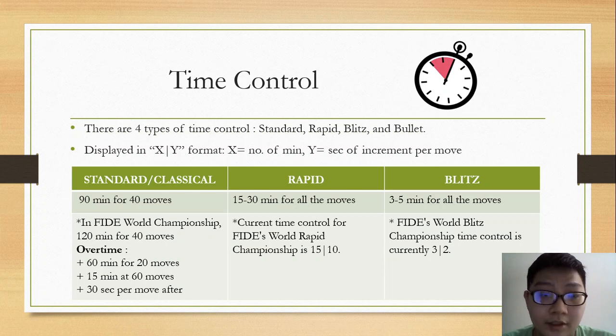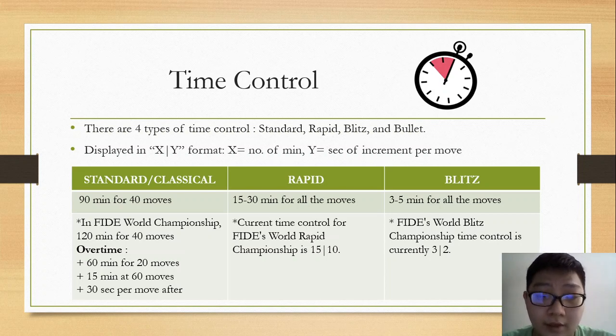First of all, we are going to shortly explain about the difference of time controls in terms of rules and regulations. So basically, there are a total of 4 types of time control: standard, rapid, blitz, and bullet. But we are only going to talk about the first 3. The time format is usually displayed with an X vertical dash and a Y.